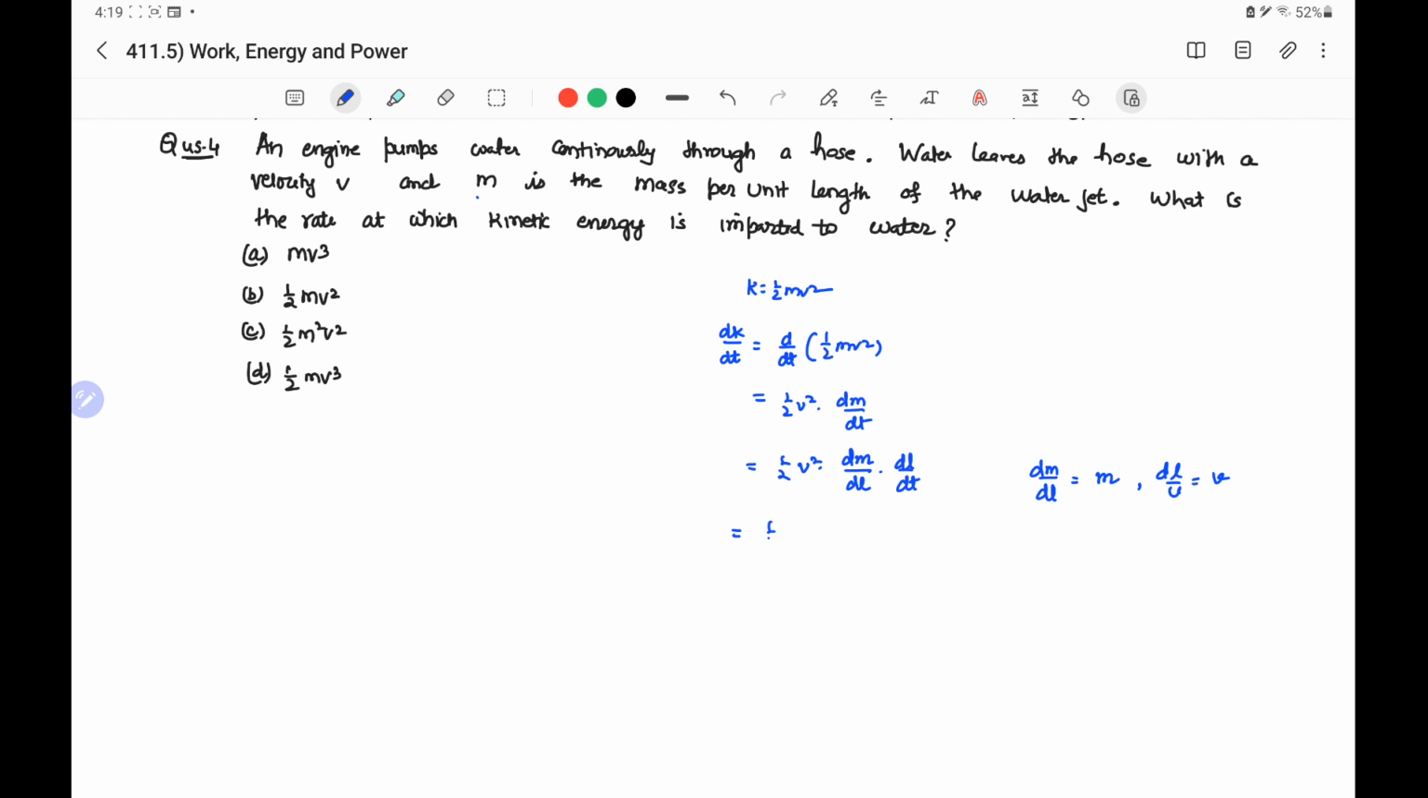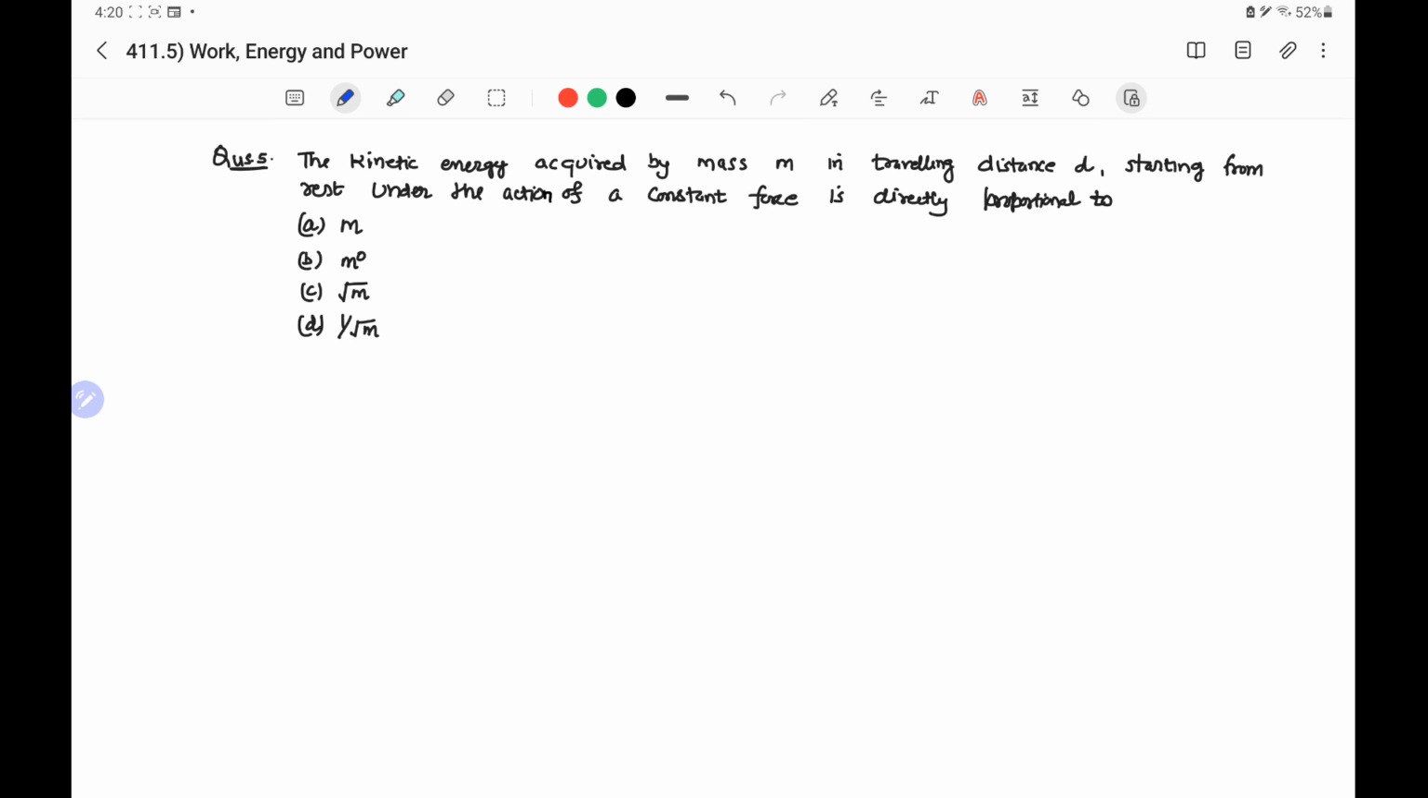So we can write it is half v square into m into v, or half m v cube. Hence option D is the correct option. Fifth question is, the kinetic energy acquired by mass m in traveling a distance d starting from the rest under the action of a constant force is directly proportional to. Options are m raised to the power 0, that is it is independent of the mass. Option C is root m, and D is 1 by root m.